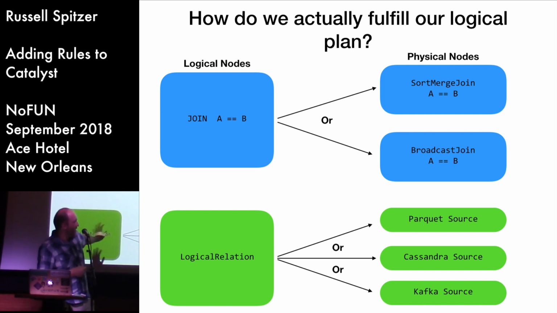Another example is that we have these logical relations. We have this thing that says there's a table that we need to pull data from. But we actually have to decide, do you read that data using a Parquet file reader, or is that a Cassandra table, and we need to make a database connection to pull that data in? Or is it Kafka, and we have to set up a broker and a consumer, and have all this stuff set up to pull in our data? So all of these decisions are made at this planning level. This is our how: how are we actually going to get the data, and how are we actually going to manipulate it?